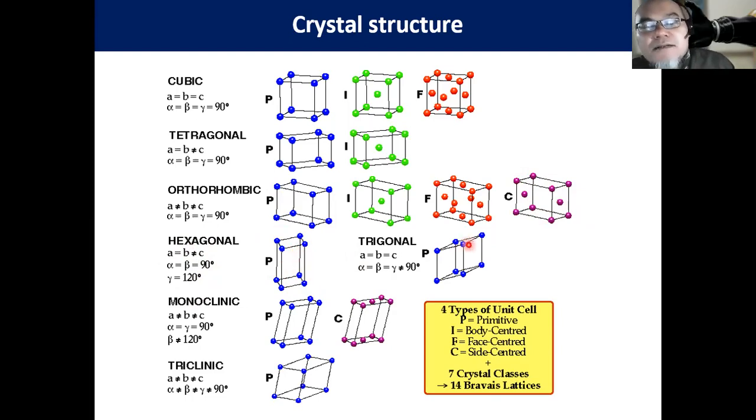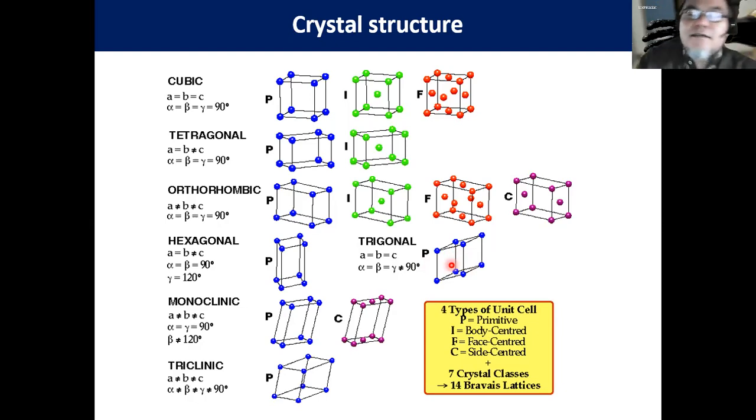We have the trigonal lattice, where A equals B equals C. However, alpha equals beta equals gamma, but they are not equal to 90 degrees. What structure is it? It has six sides, but it's being transformed so that the angles are not 90 degrees.